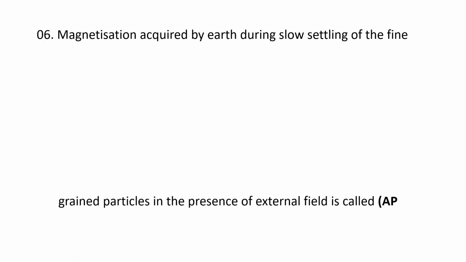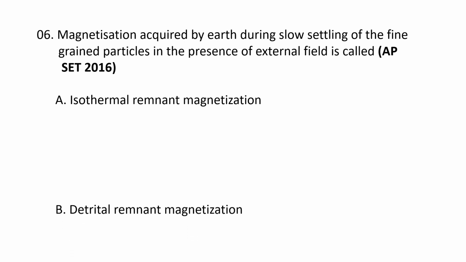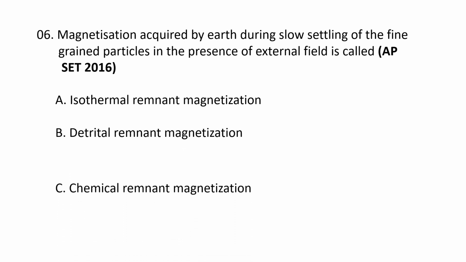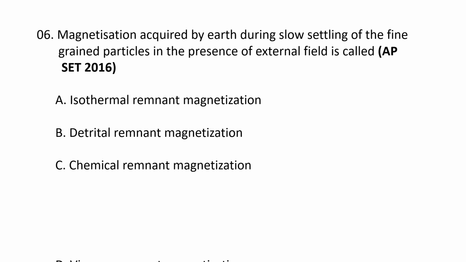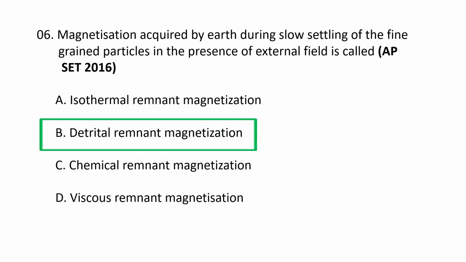Next question. Magnetization acquired by the Earth during slow settling of the fine-grained particles in the presence of external field is called A. Isothermal remnant magnetization, B. Detrital remnant magnetization, C. Chemical remnant magnetization, and D. Viscous remnant magnetization. The correct option goes as B.